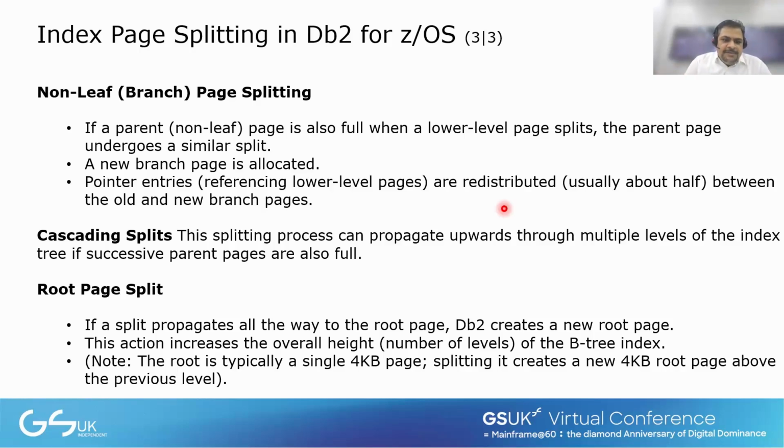For the root page split, if a split propagates all the way to the root page, DB2 will create a new root page in that case, and it will increase the overall height, the number of levels of the index tree. The root is typically 4K page size, and splitting it will create a new 4K root page above that previous level.